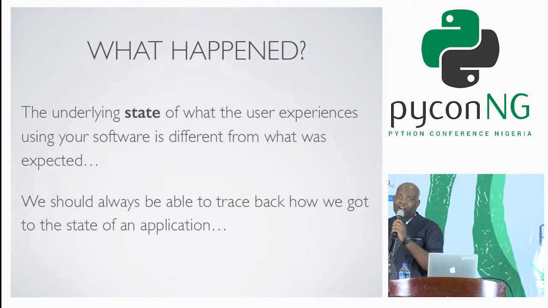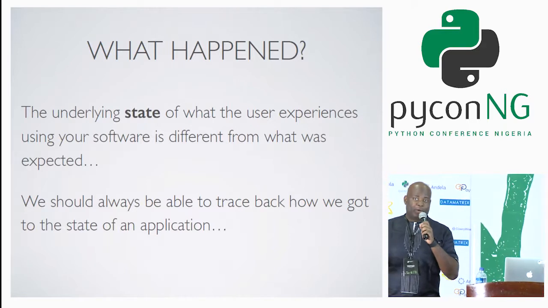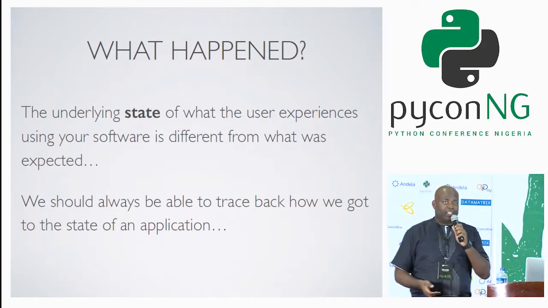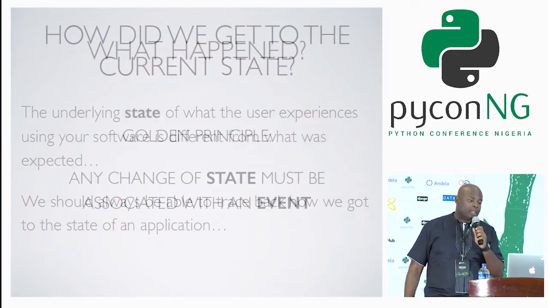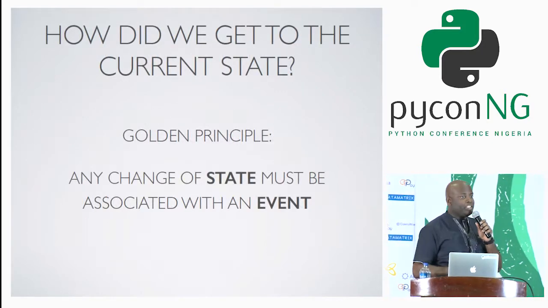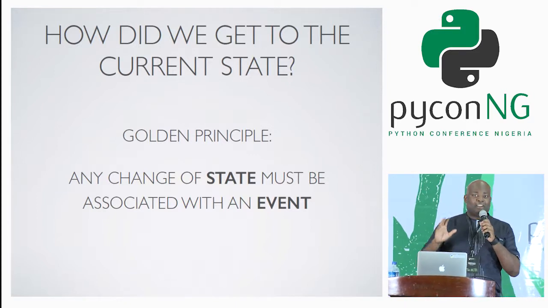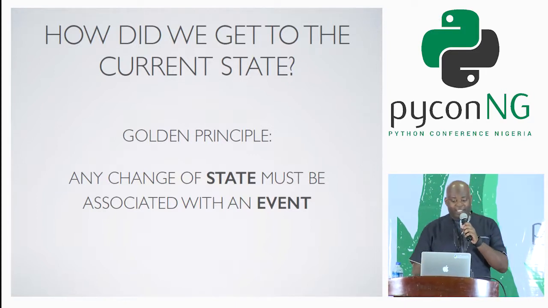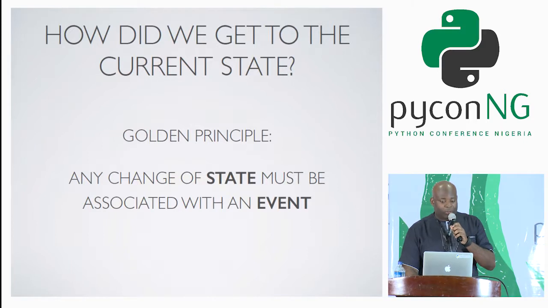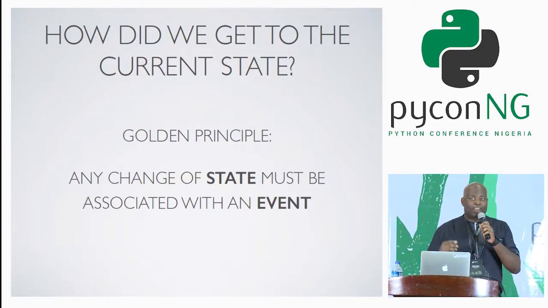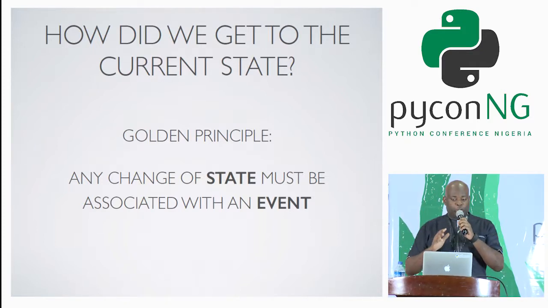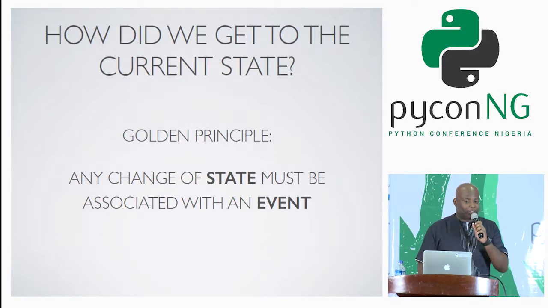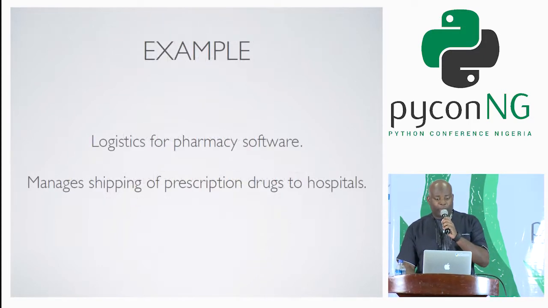So the architecture or methodology I'm proposing is something called event sourcing. I'm proposing a very simplified version of it just to get the idea out there. But essentially, the golden principle is any change of state that happens in your application must be associated with an event. So if someone's bank account changes, there should be some event that you capture. It's best explained with an example.